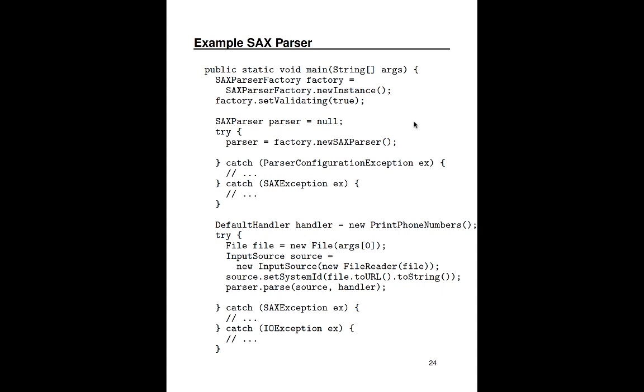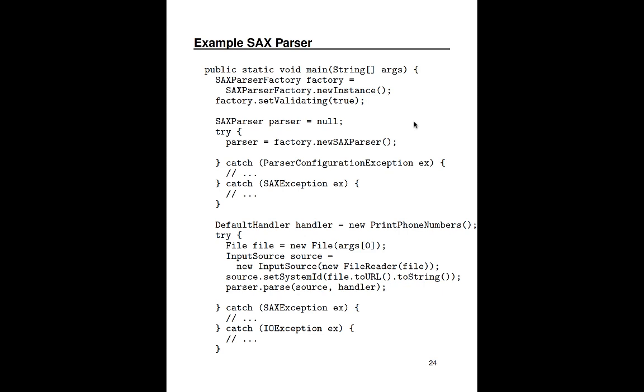There are several inputs into the parsing process, the first of which is the content to be parsed. And so we create a new file object from the first command line argument, and then we wrap that file inside a file reader and create a new input source around it. Recall the input source is an API defined by SAX to represent the source of XML data. We'll set the system ID for the XML itself by getting the URL of the file, and then we'll call the parse method of the parser.